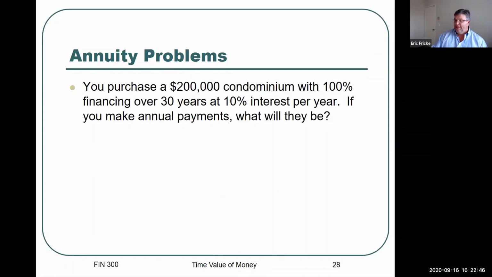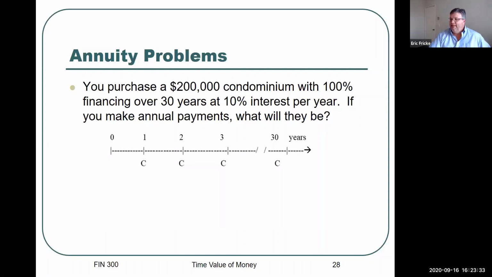Here's another problem. Let's suppose we purchase a condominium for $200,000 with 100% financing. That means there's no down payment. So that means the loan is going to be for $200,000. The loan is going to be for 30 years and at 10% interest per year. If we make annual payments, I know that's different than most normal loans, but let's just assume annual for now. What will those annual payments be?